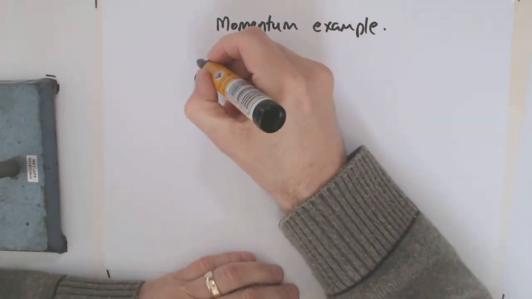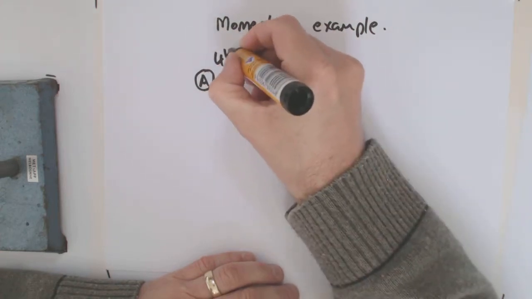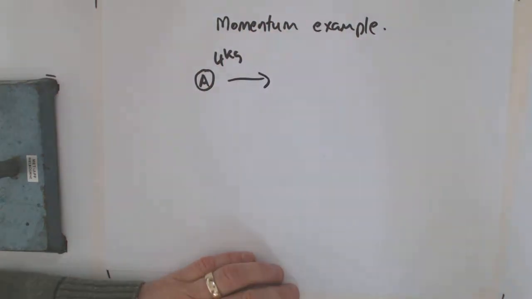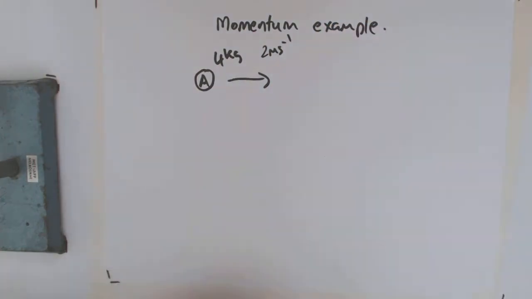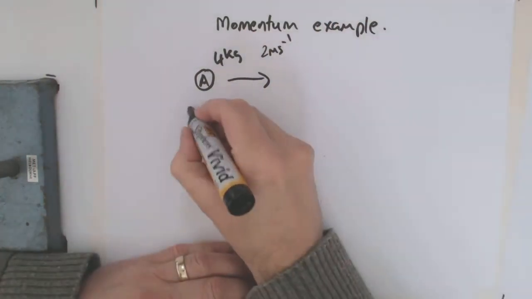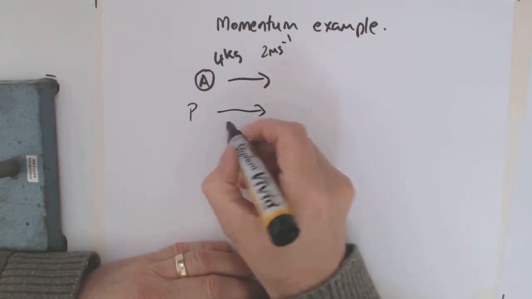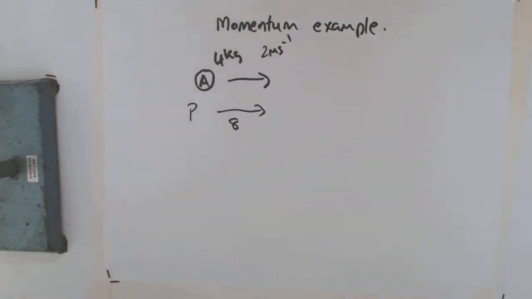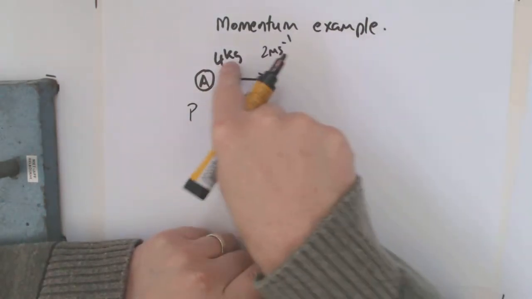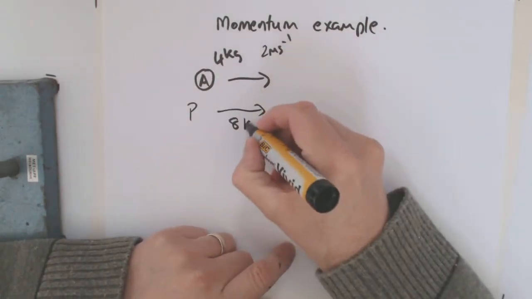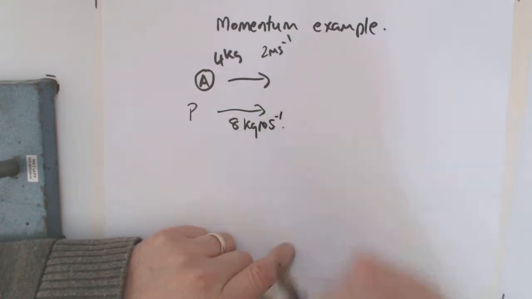Alright, so we've had a little look at momentum, and we've decided that it's pretty straightforward. So let's do an example. I've got a ball, A, 4 kgs, and it's moving at 2 meters per second that way. So it's actually got a momentum, if we do P, of 8. What are the units for momentum? We didn't decide that. But they're obviously mass times velocity, or kilogram meters per second, right?